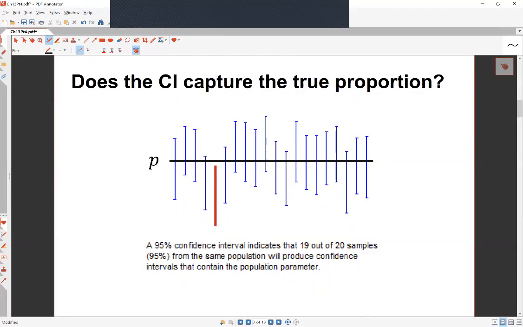This is what happens whenever we construct a confidence interval. If it's 95%, that's the same as 19 out of 20. That means out of every 20 confidence intervals you construct, roughly 19 of them will contain the true value, but 1 out of every 20 is not going to contain the true value.